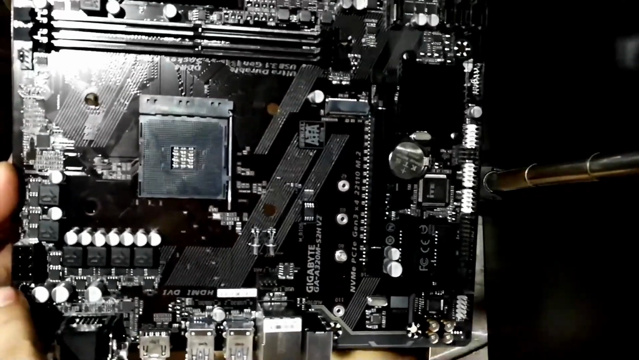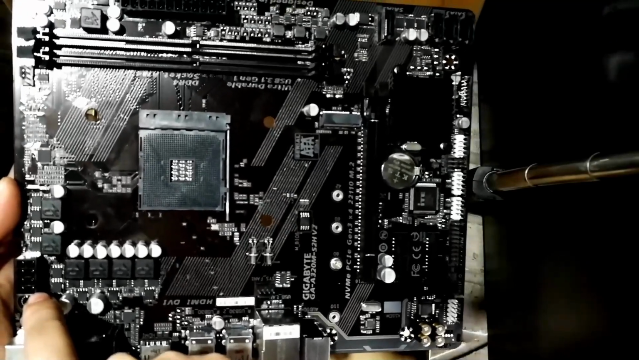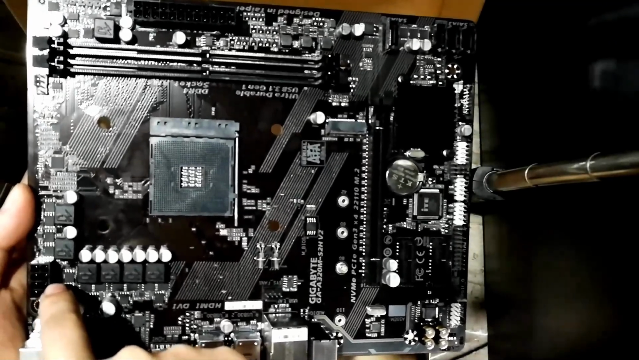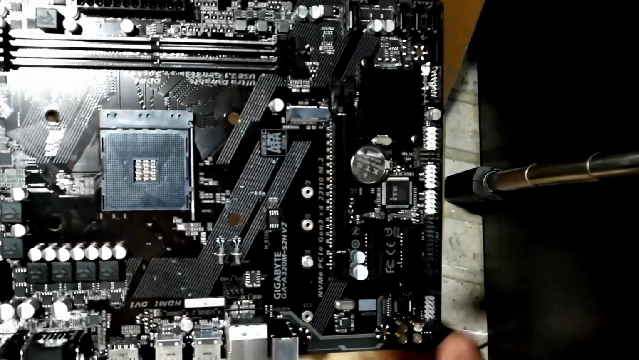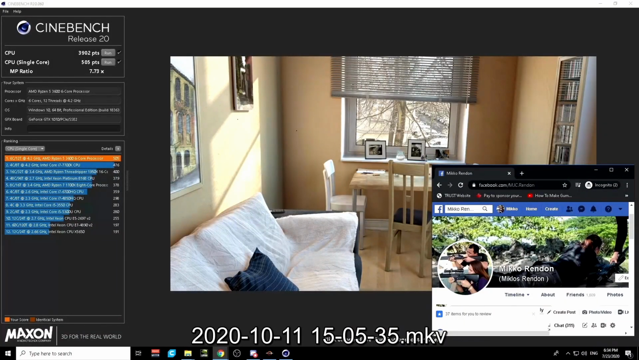So it also has an 8-pin. This is why it's a great overclocking board for its price, and of course, apart from the 24-pin that it normally has. So here is the benchmark under Cinebench for the A320M board. If you can see here, this is overclocked to 4.5 GHz. I just don't know why it shows 4.2 here, but it's overclocked to 4.5 GHz.